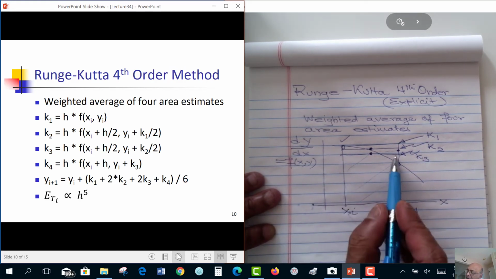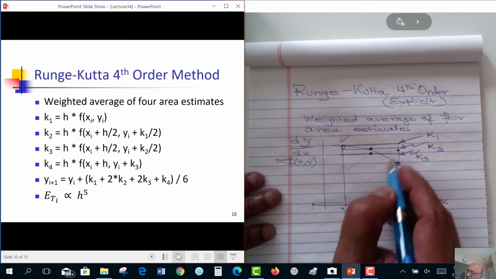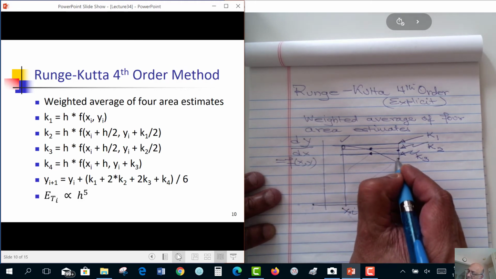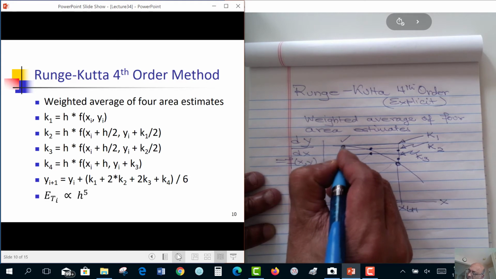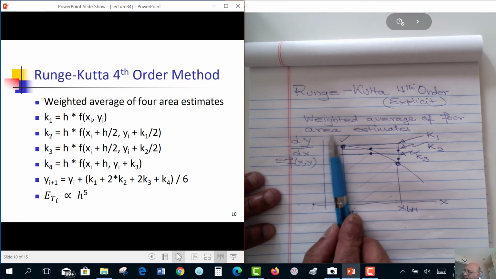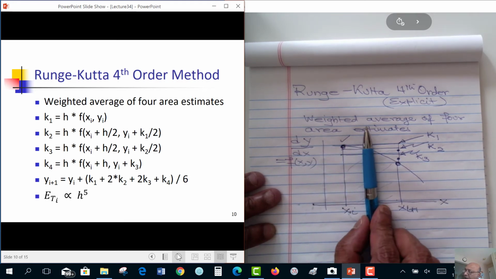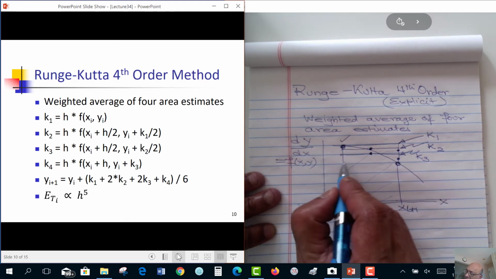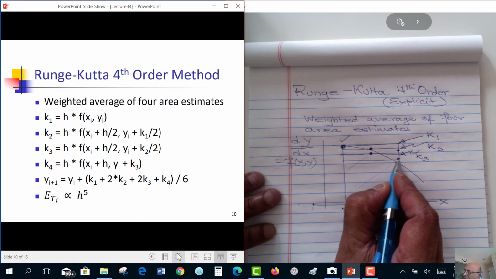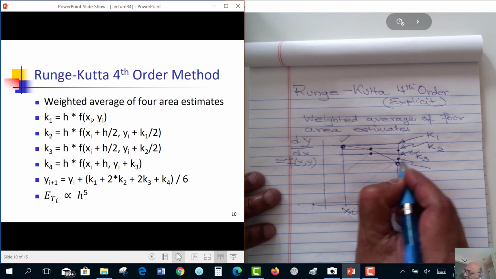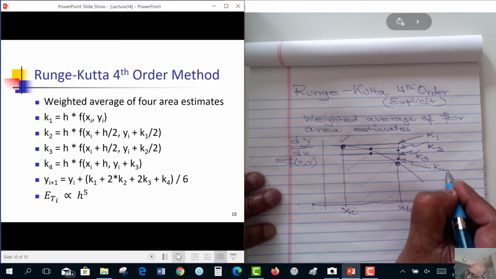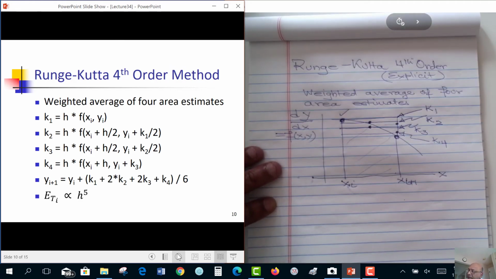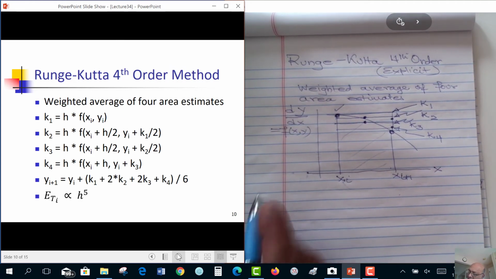And finally, using this third rectangular area, we predict the slope at the right end this time. So notice we built one on the left rectangle, two rectangles in the middle, and then using this right end, we generate the fourth rectangle, and that's our K4. So whatever I have said graphically, let's repeat it.